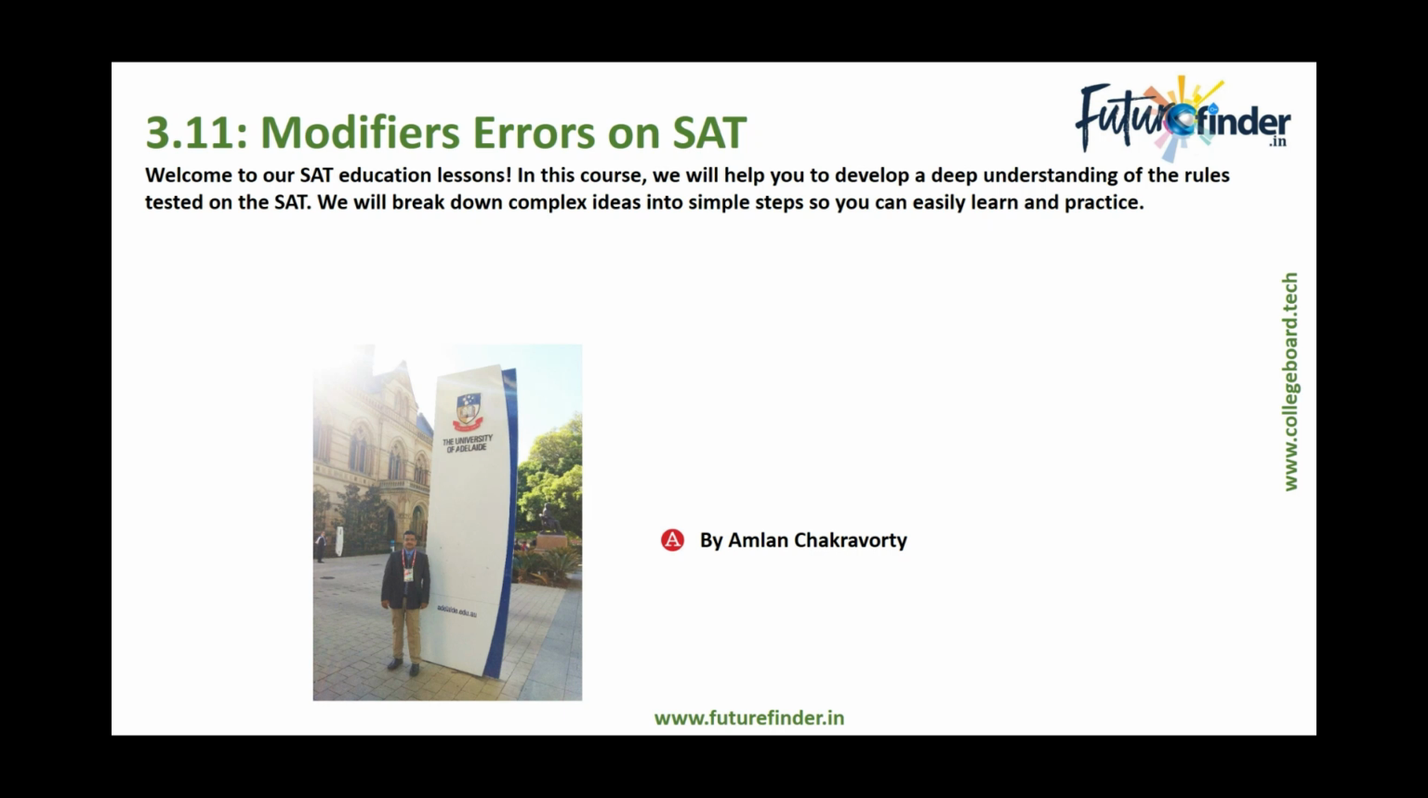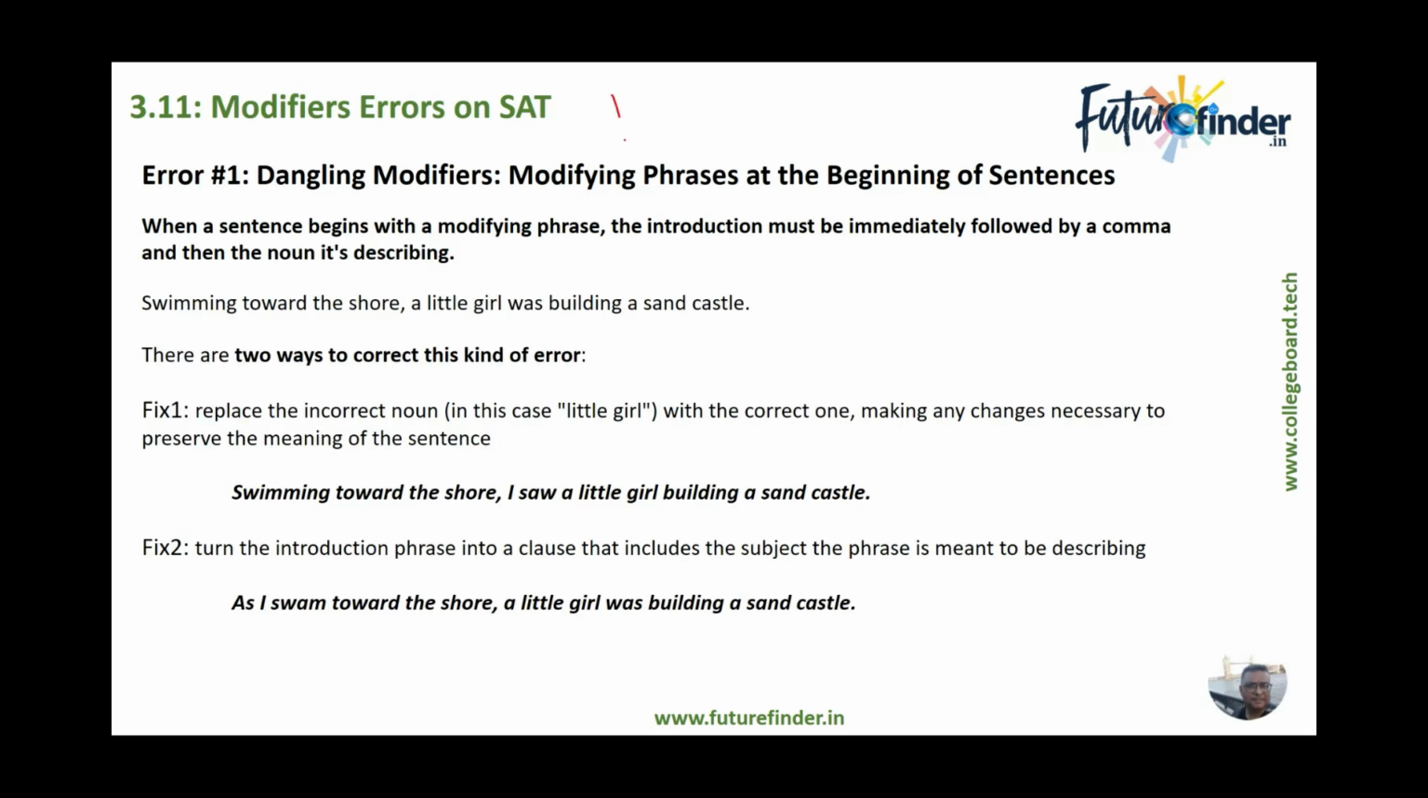After having studied the modifiers, now it's time to apply them to the SAT. So the following four types of modifier errors occur very frequently on the SAT. The first one is the dangling modifiers, modifying phrases at the beginning of sentences.